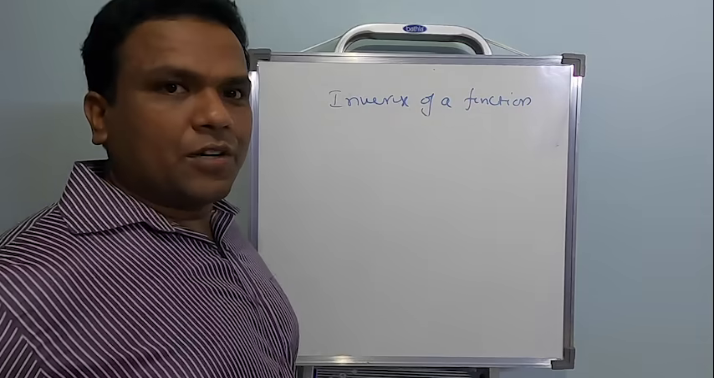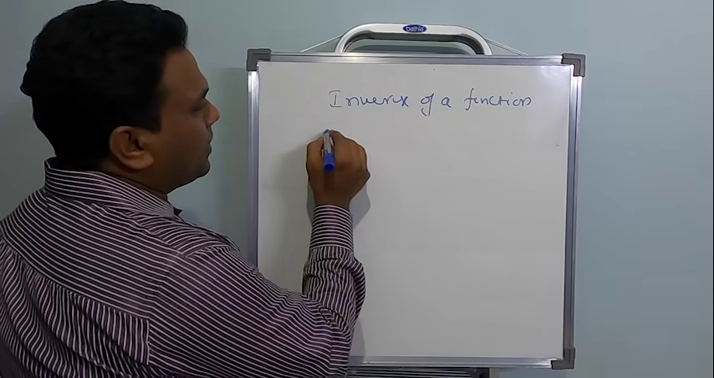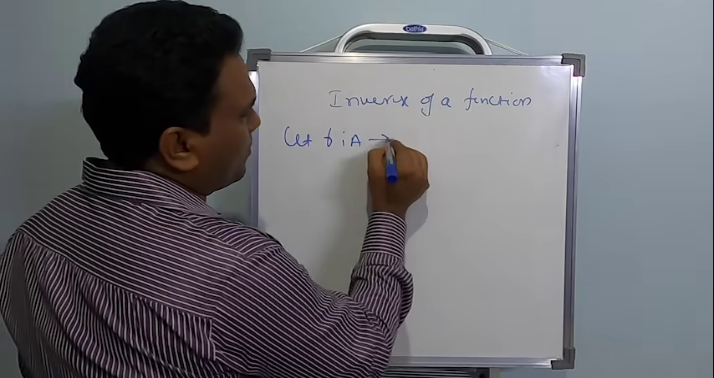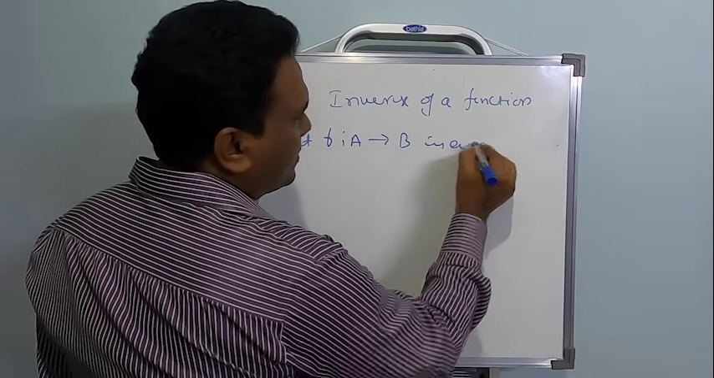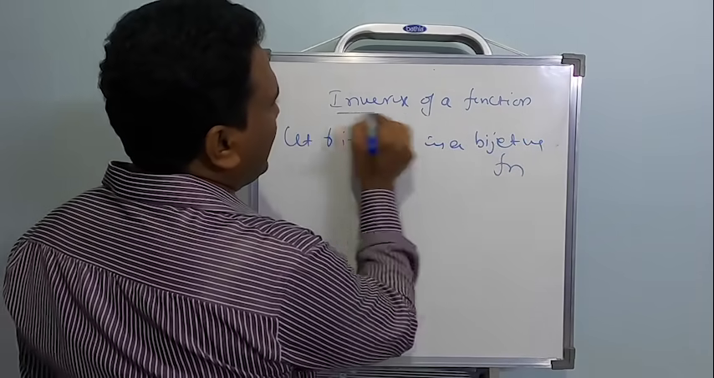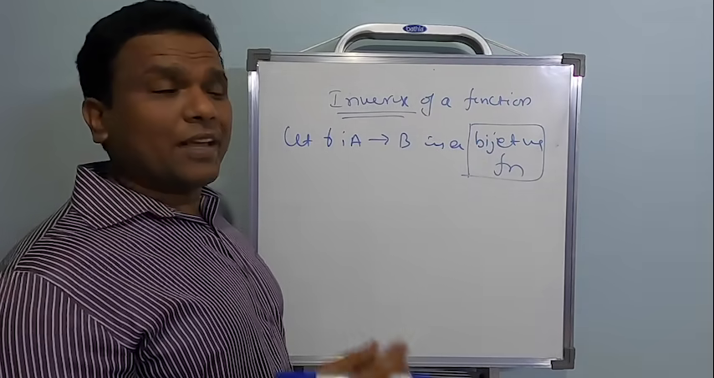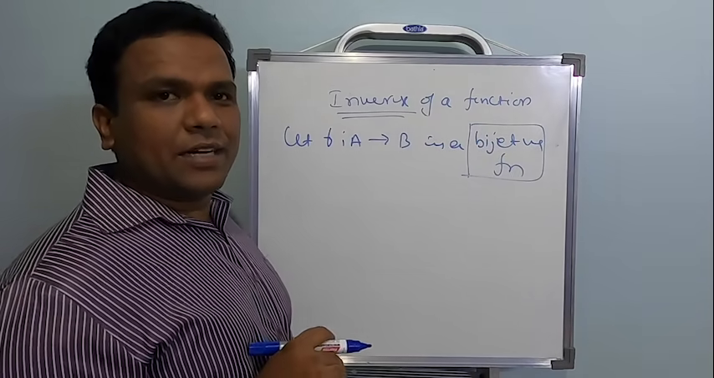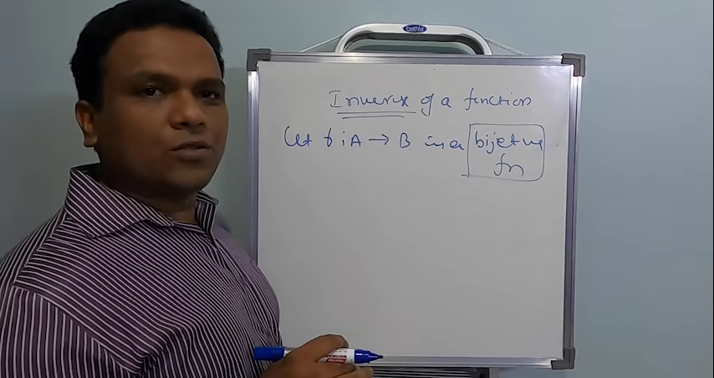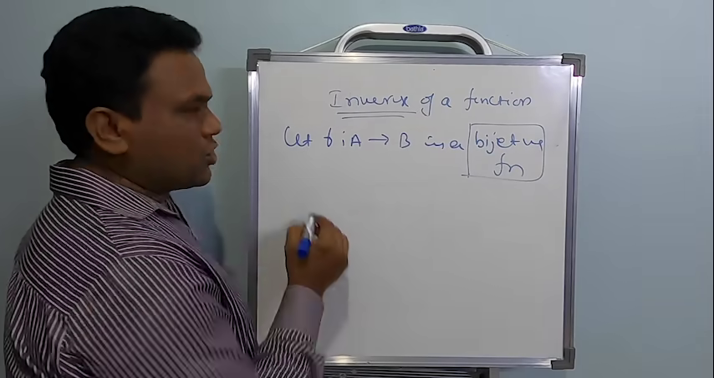Now what is inverse of a function? How to find it is quite simple, but there is a condition. Let me consider f from A to B is a bijective function. You can obtain the inverse of a function only if the given function is bijective. If it is 1-1 and it is onto, then only is it possible to find the inverse of a function. So let me assume f from A to B is a bijective function.